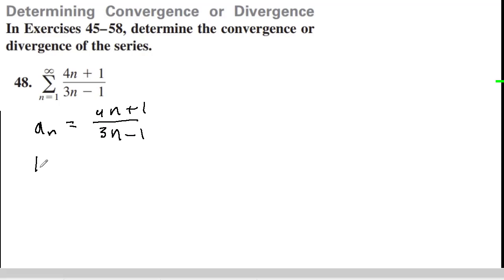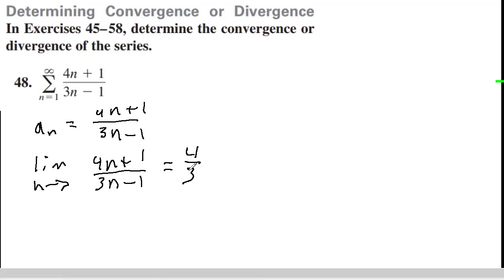When we're finding the limit as n goes off to infinity of the terms, 4n plus 1 over 3n minus 1, no need for L'Hopital, because what you have is a rational function where the degree of the numerator is the same as the degree of the denominator. So this limit does exist, and your limit is 4/3. And so then the sequence does converge.